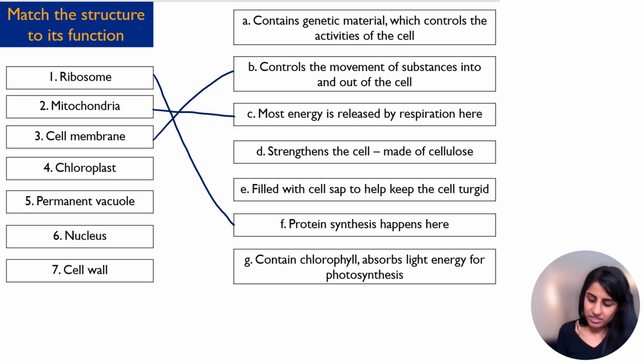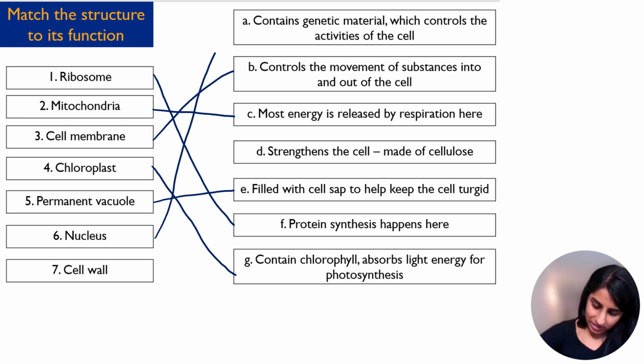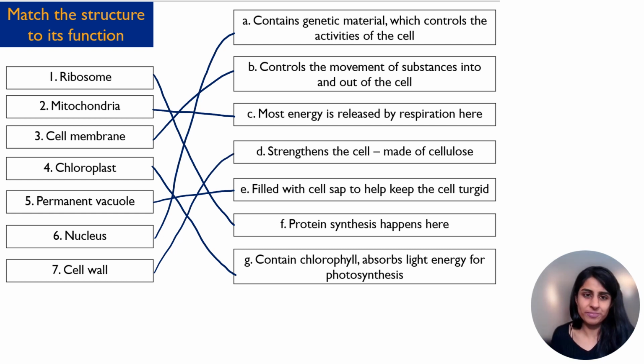4, chloroplast. Chloroplast contains chlorophyll, which absorbs light energy for photosynthesis. 4, you should match to G. Permanent vacuole, filled with cell sap to help keep the cell turgid, so 5 to E. 6, nucleus, contains genetic material that controls the activities of the cell, so you should have matched 6 to A. And number 7, cell wall, strengthens the cell, made of cellulose in a plant cell, and in a bacterial cell it's not made of cellulose. That's what you should have had.